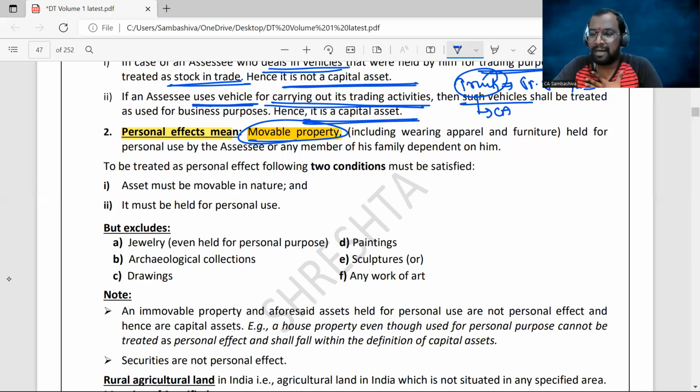See, I purchased a building. For me, it is a capital asset. If the same building is purchased by a real estate person, for him it is stock in trade, because for a real estate person, buying and selling of buildings is his business activity.